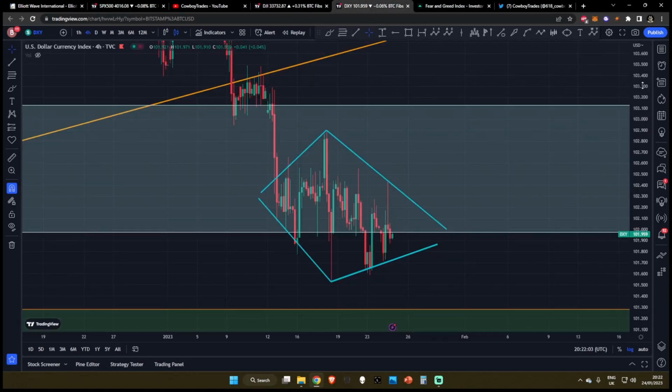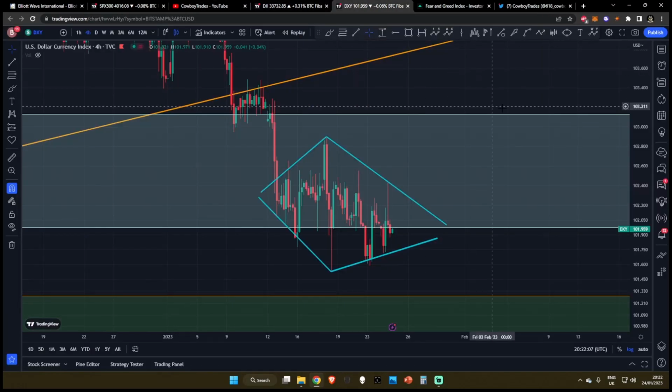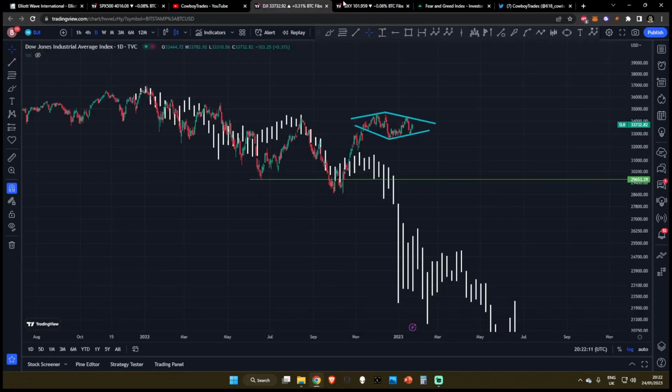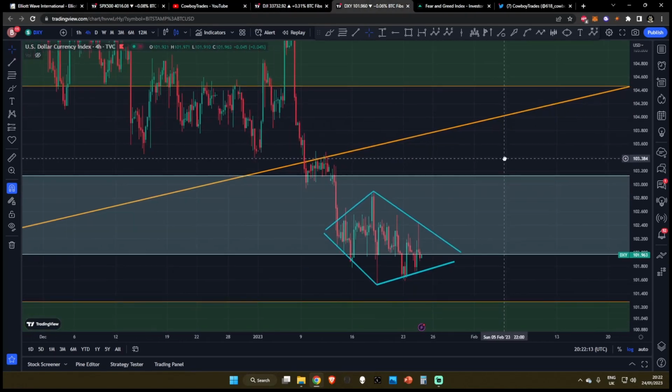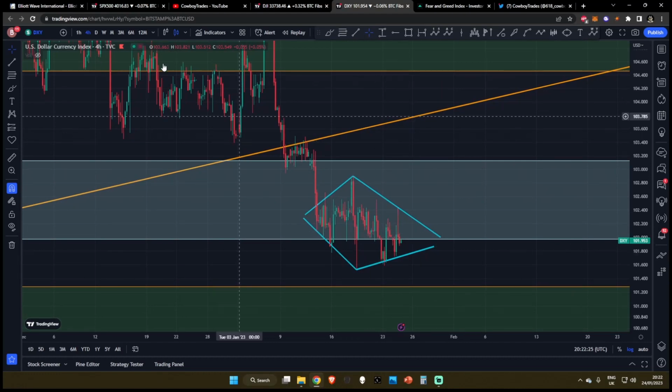We also talked about this in my most recent video, another traumatizing event, so I won't do too much TA over on the DXY, but you can see the opposite of this diamond top formation. I have to emphasize that this is only on the 4-hour time frame, so I wouldn't really be banking too much on this. It's just something I want to point out so you can keep your eyes on it, but we do have a potential diamond bottom formation playing out over on the DXY.